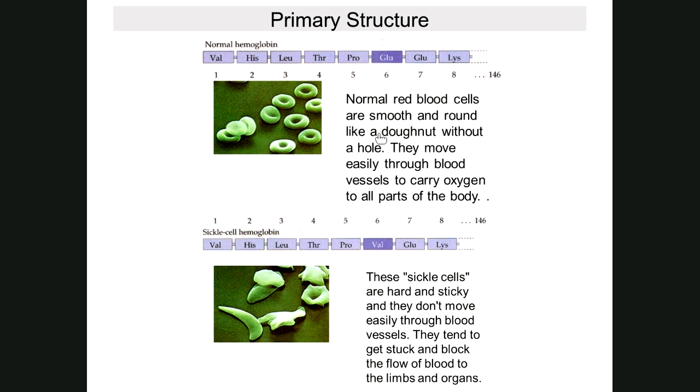And then when we look at the gene expression, you are going to see only one nitrogenous base that has been changed, one. And therefore, the expression of the amino acid completely changed.